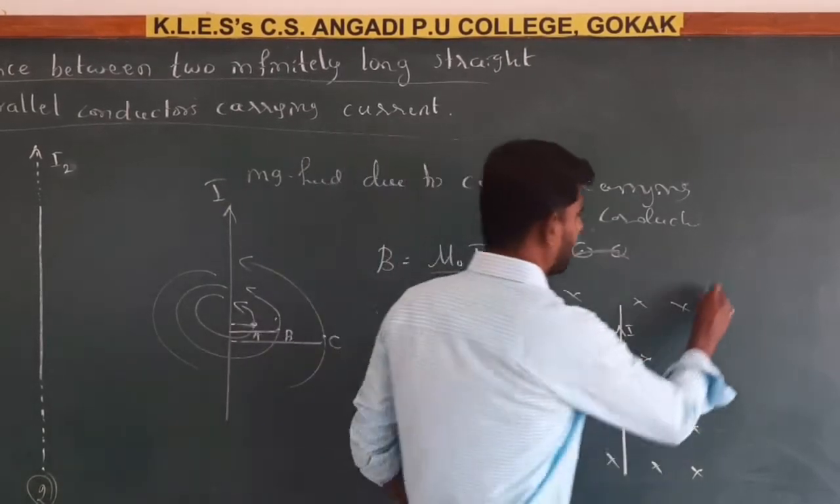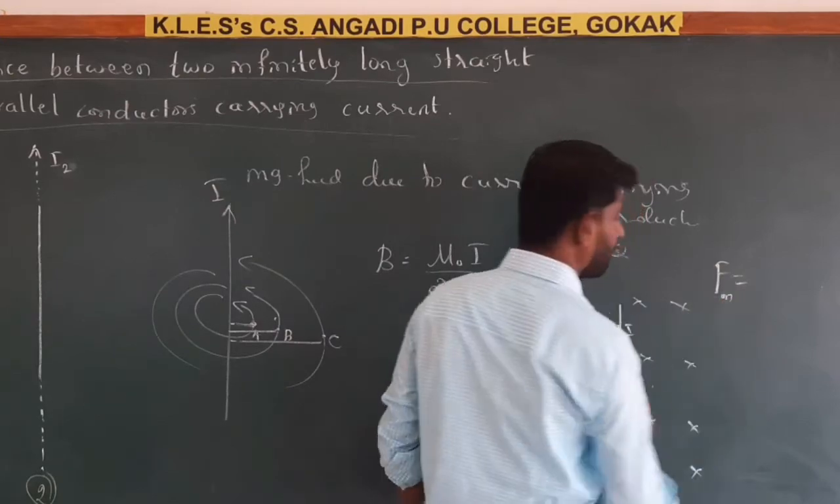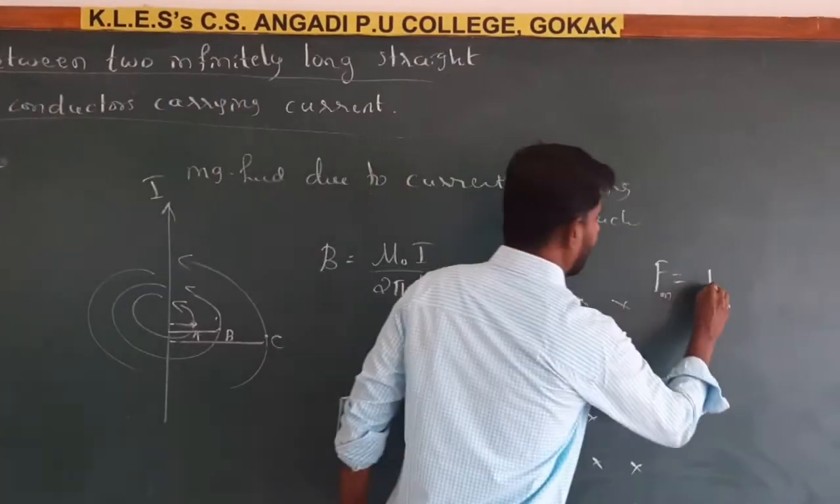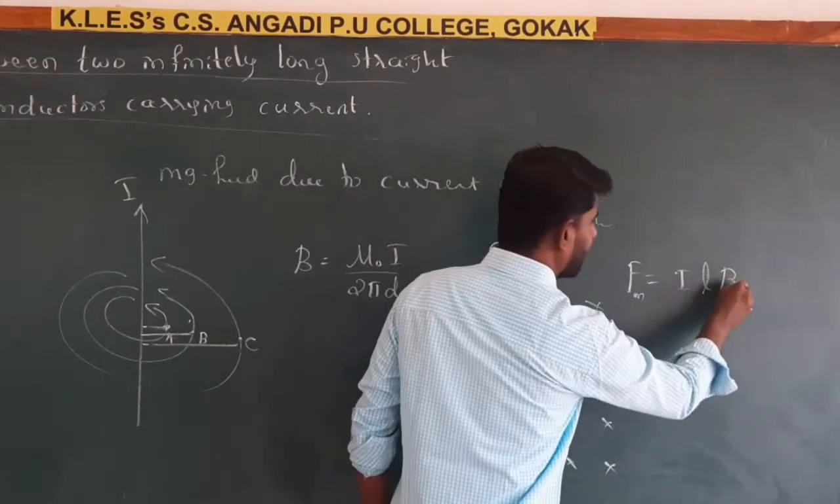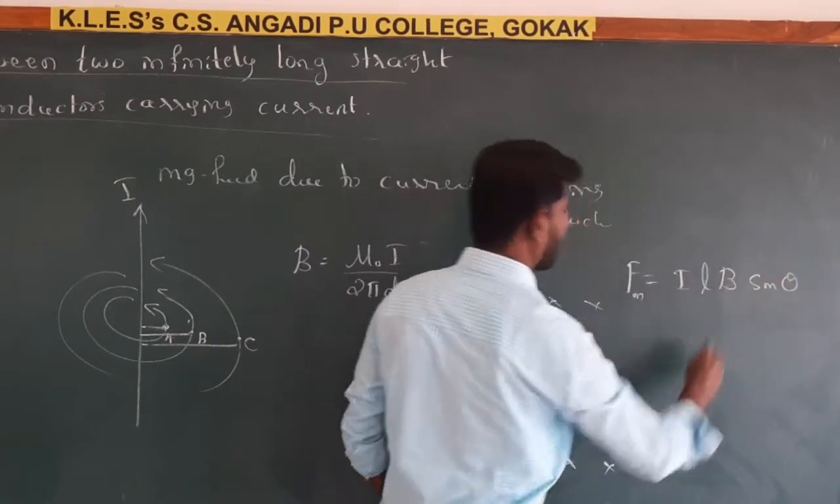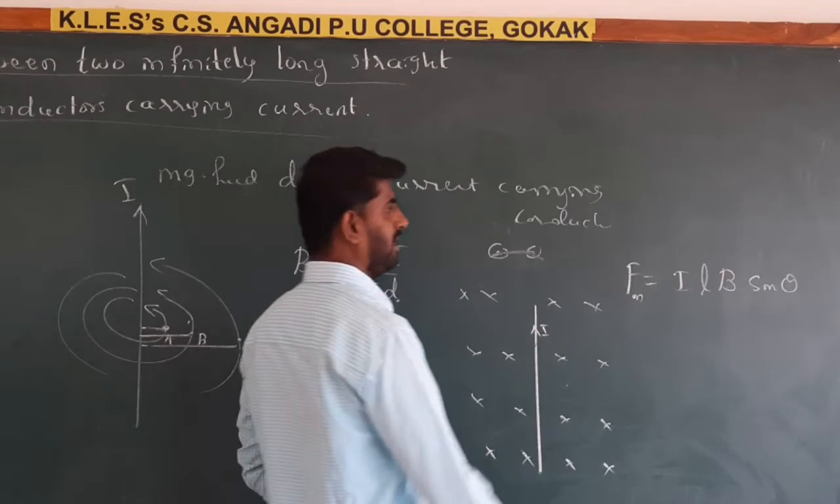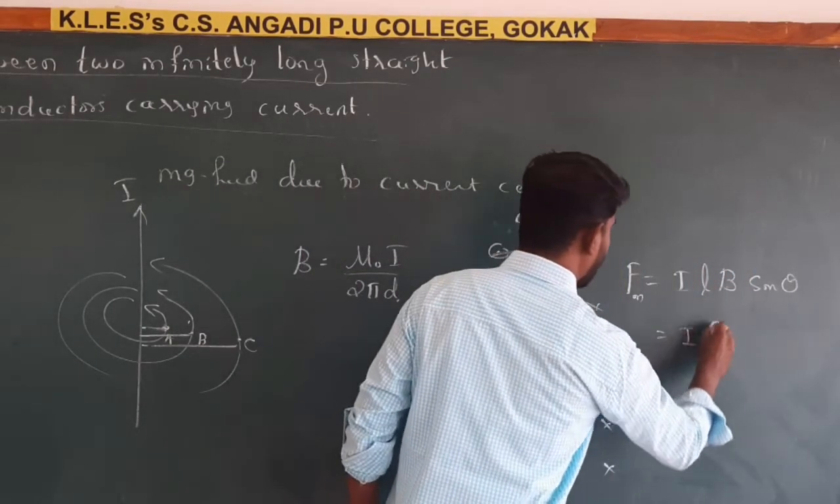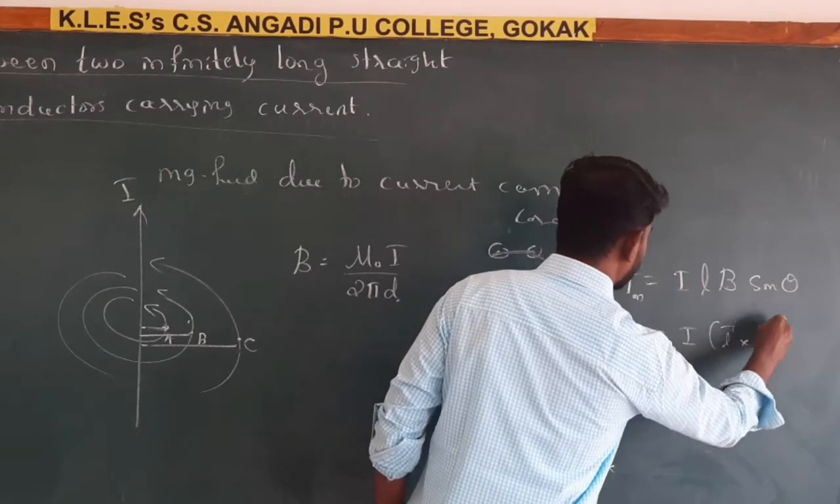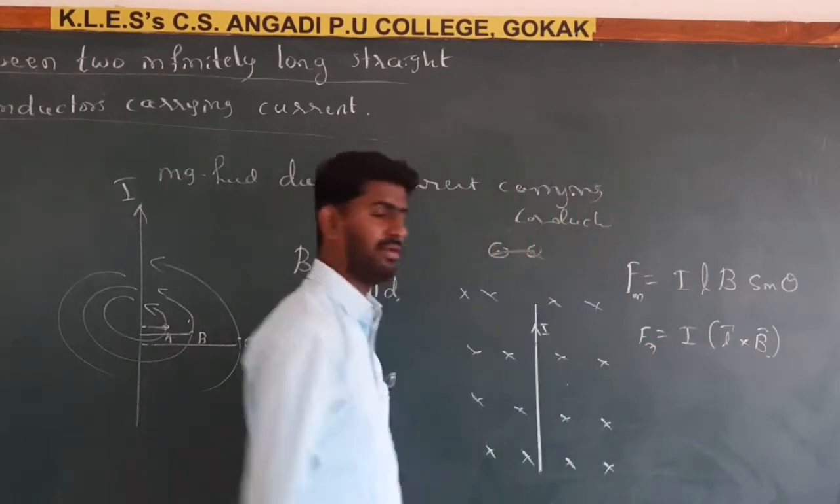Magnetic force experienced by the conductor is Fm equals current in the conductor, length of the conductor, magnetic field, and the sine of the angle between L and B. Or you can write it as I into L cross B. Okay, so we discussed this in the previous classes.